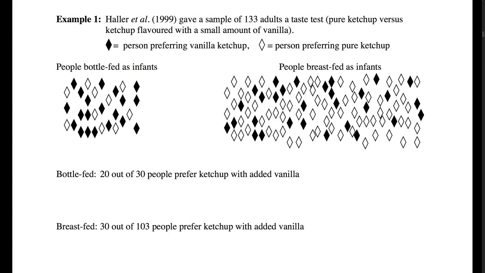And a good way of doing that is by calculating the percentage of people in each group who prefer the vanilla flavoured ketchup. It's important that we look at a percentage because we've got quite a lot more people in one group than in another. So we can't just say, well, in the breastfed group, there were more people who liked the vanilla flavoured ketchup, because actually there were a lot more people in that group anyway. So let's work out a percentage for each group.